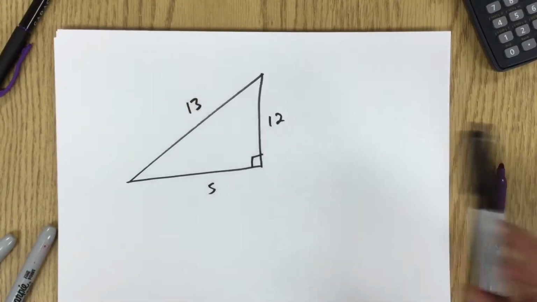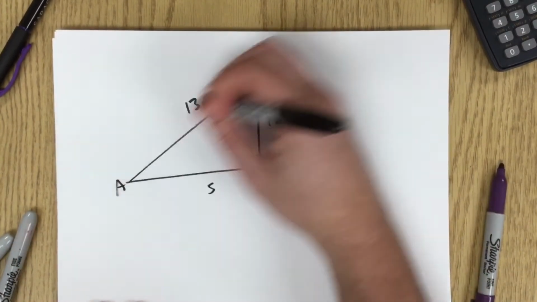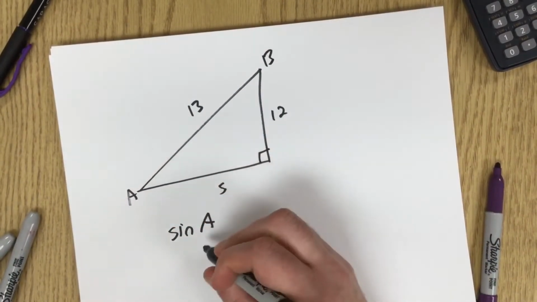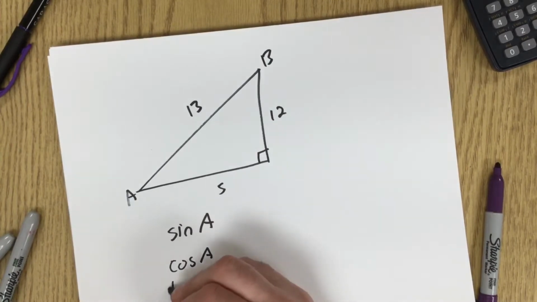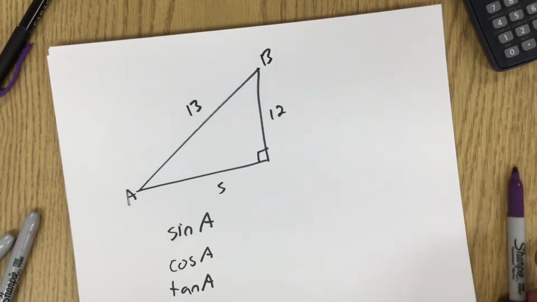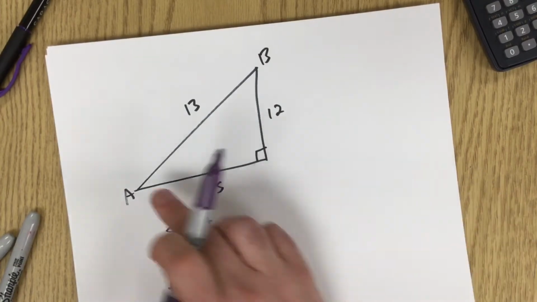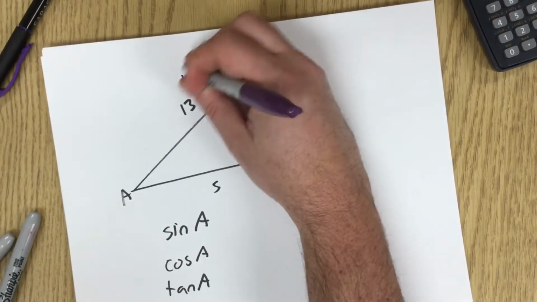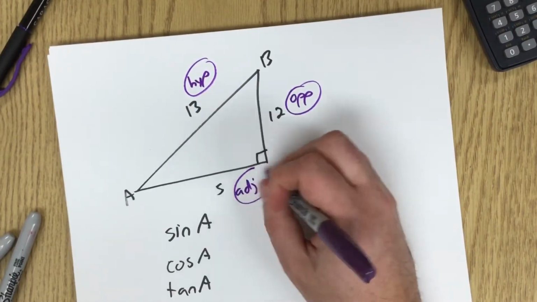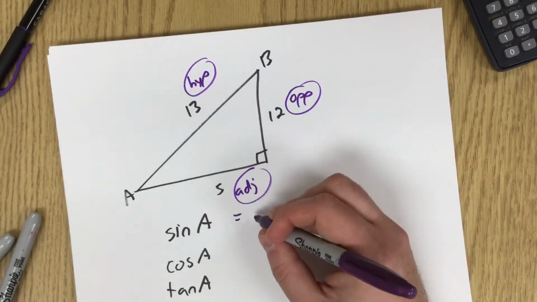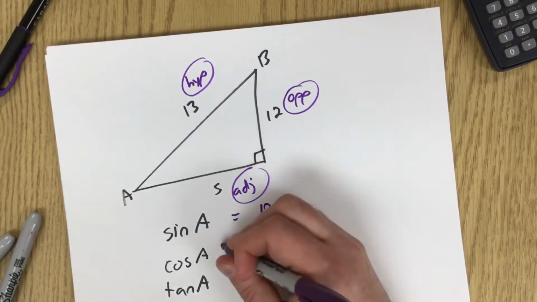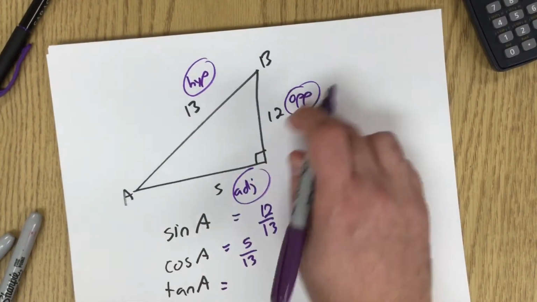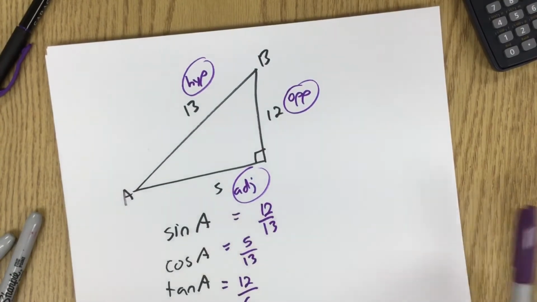If I have this triangle over here, and let's say this is A and this is B, and I say the sine of A, the cos of A, and the tan of A, well, if this is A, then that's the opposite, that's the hypotenuse, that's the adjacent. So sine of A is going to be 12 over 13, cos of A is going to be 5 over 13, and tangent of A is going to be opposite over adjacent, which is 12 over 5.